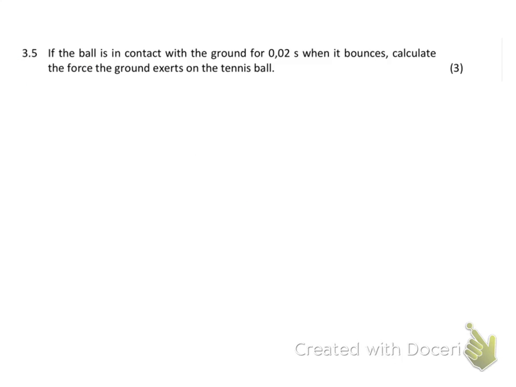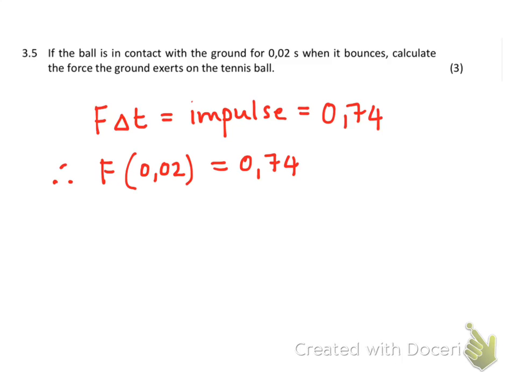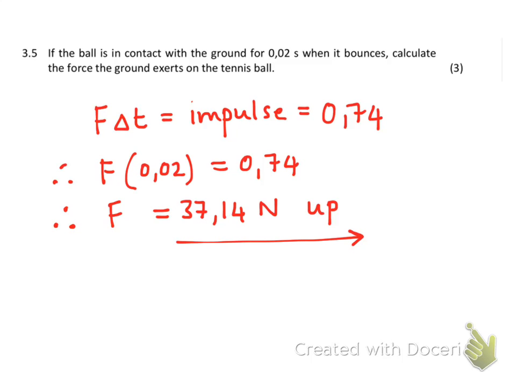3.5, the ball in contact with the ground for 0.02 seconds. Calculate the force the ground exerts. So F delta t is our impulse, and we've just worked out our impulse at 0.74. And so F times delta t, 0.02, equals 0.74. We solve for F, 37.14 newtons. Now force is a vector, so we need to give a direction. It's a positive value, and therefore it indicates an upwards force, and obviously the ground exerts an upward force on the ball as it bounces.